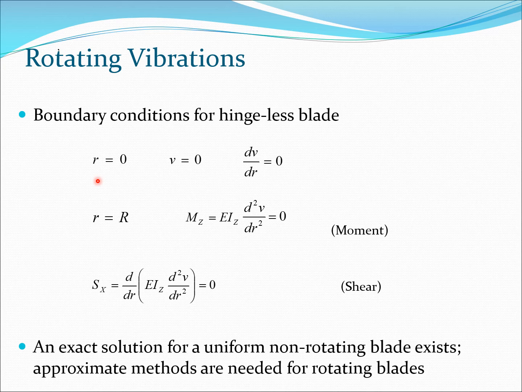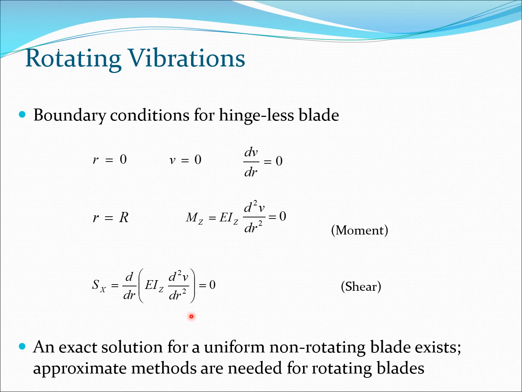The boundary conditions are similar to what you have for a flap equation and for a hingeless blade. If we look at a hingeless blade, at r equals 0, v is 0 and dv by dr, or the slope, is 0. At r equals capital R, which is the tip of the blade, Mz equals EIz d2v by dr2 is 0, that means the moment is 0, and also the next derivative, which is the shear force, is also equal to 0. These are boundary conditions we are familiar with.